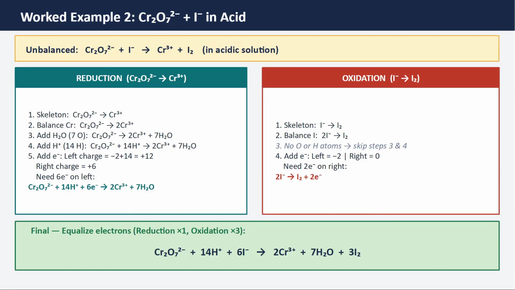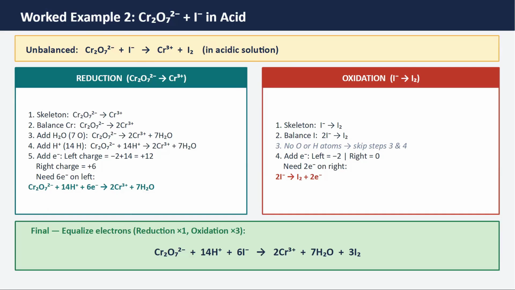So it is going from +6 to +3, which means the positive charge is decreasing. That means it is gaining electrons, so it is reducing. So our reduction part is Cr2O7 2 negative going to Cr3 positive. Now coming to iodine negative, it has a charge of -1 and I2 has a charge of 0.